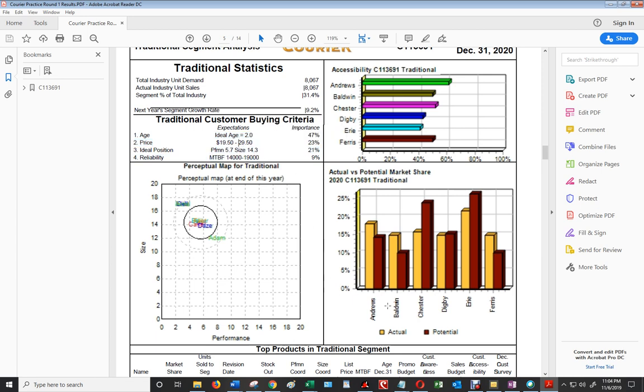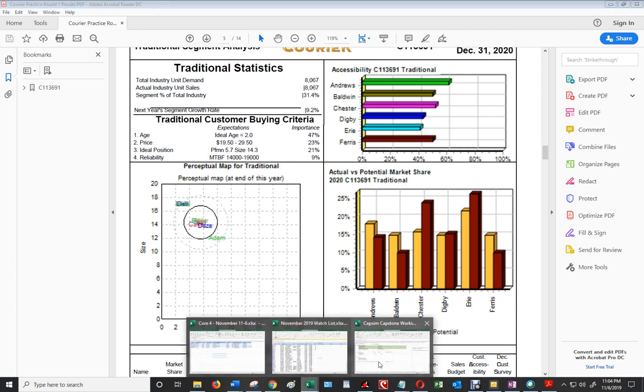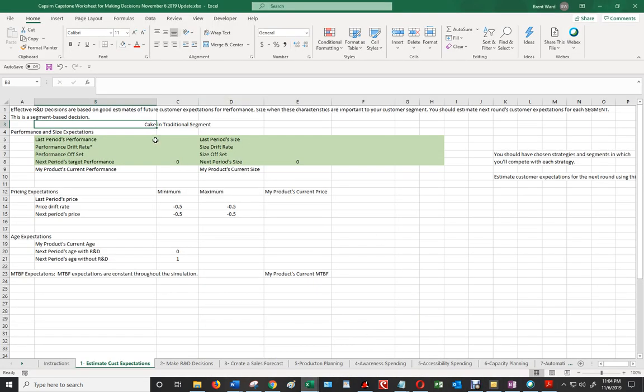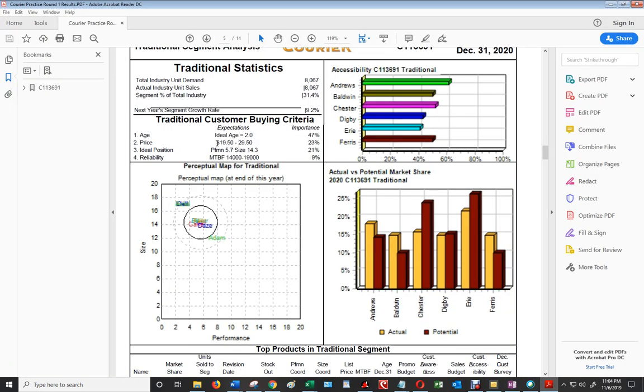So what I'm going to do is go in and estimate all of the customer expectations for all these things, and then we're going to make decisions to bring them in line with what the customers are expecting in this segment, okay? Following a differentiator strategy. So last period's performance for the segment, and that's what this is for, we go back into the Courier, and we see that it was 5.7 for performance and 14.3 for size. So we go 5.7, 14.3.